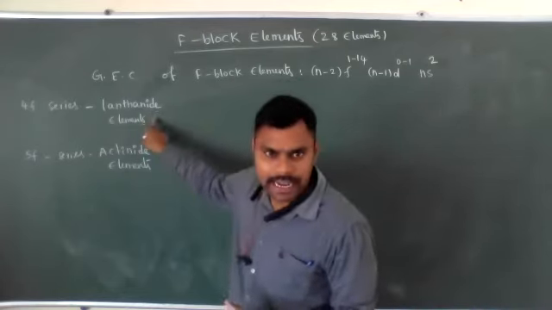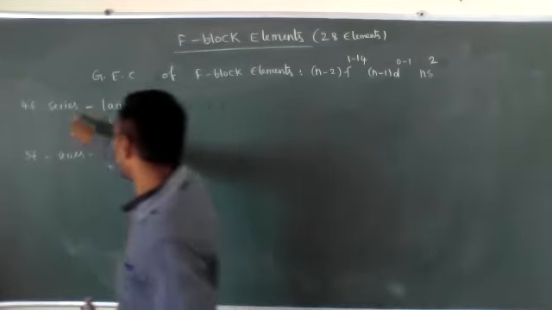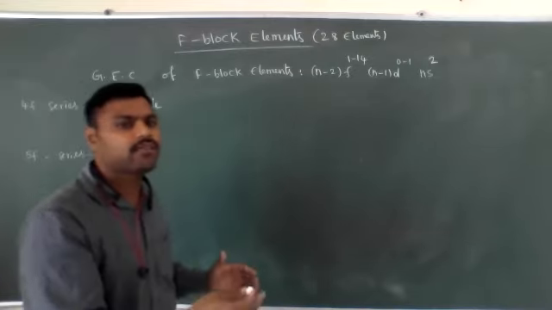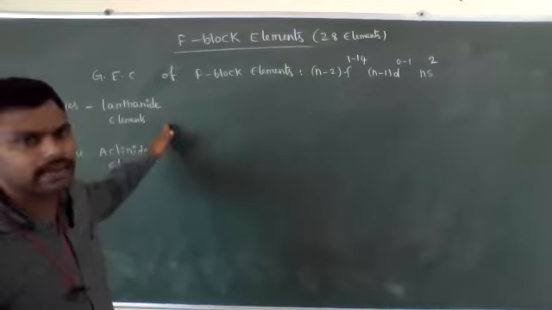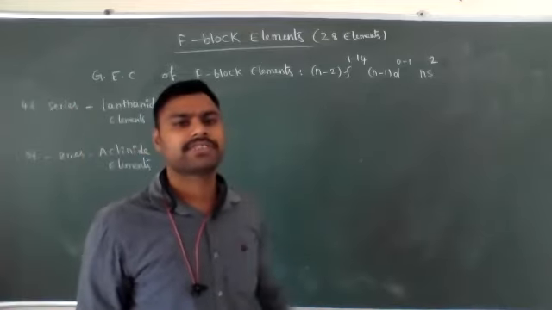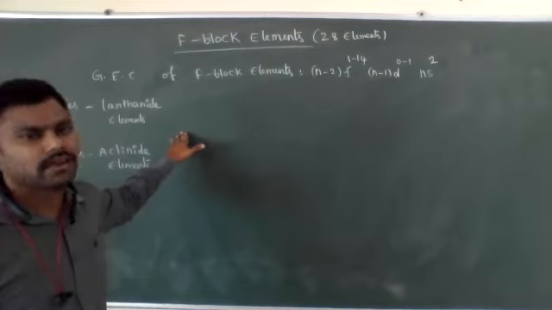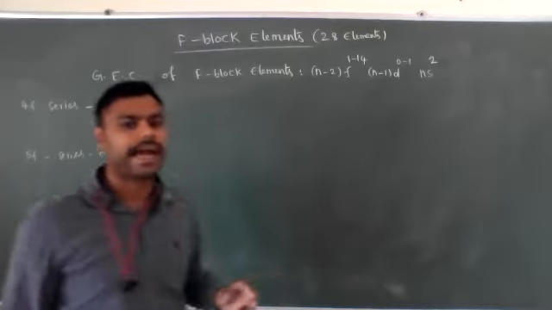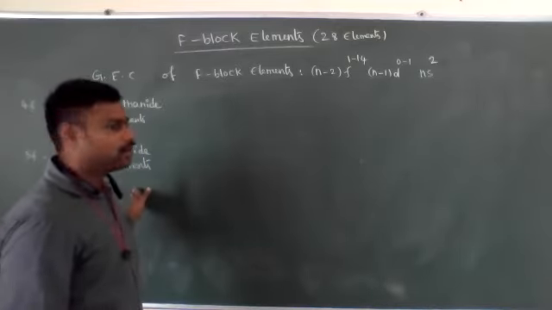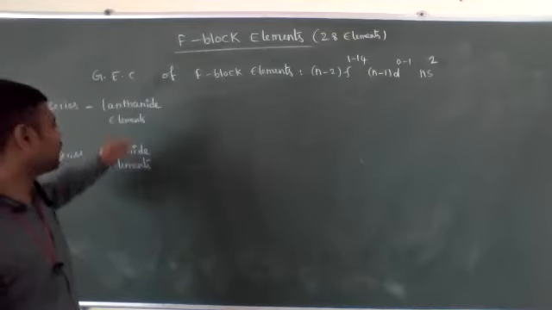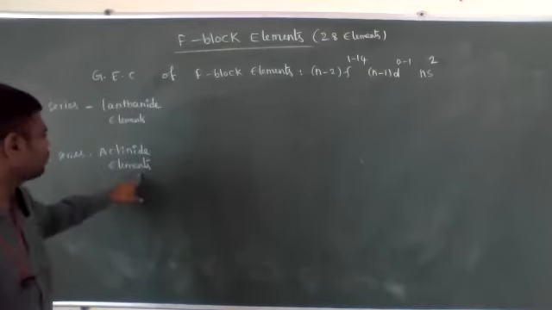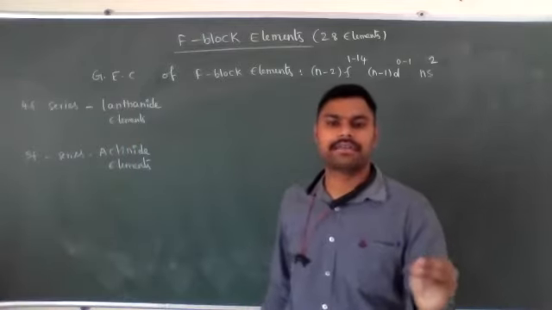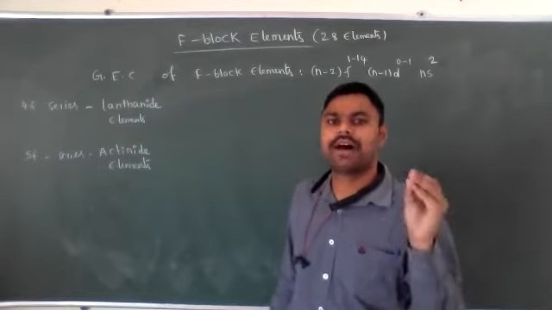But why are we naming them lanthanides and actinoids? Because these 4F series elements follow lanthanum, and the elements are present after lanthanum. That's why we call them lanthanide elements. And 5F series elements are also present after actinium, and the properties are also a little bit similar to actinium as well as lanthanum. That's why this 5F series is also called actinide elements. But lanthanum and actinium do not belong to F block elements. Lanthanum and actinium belong to D block elements only.